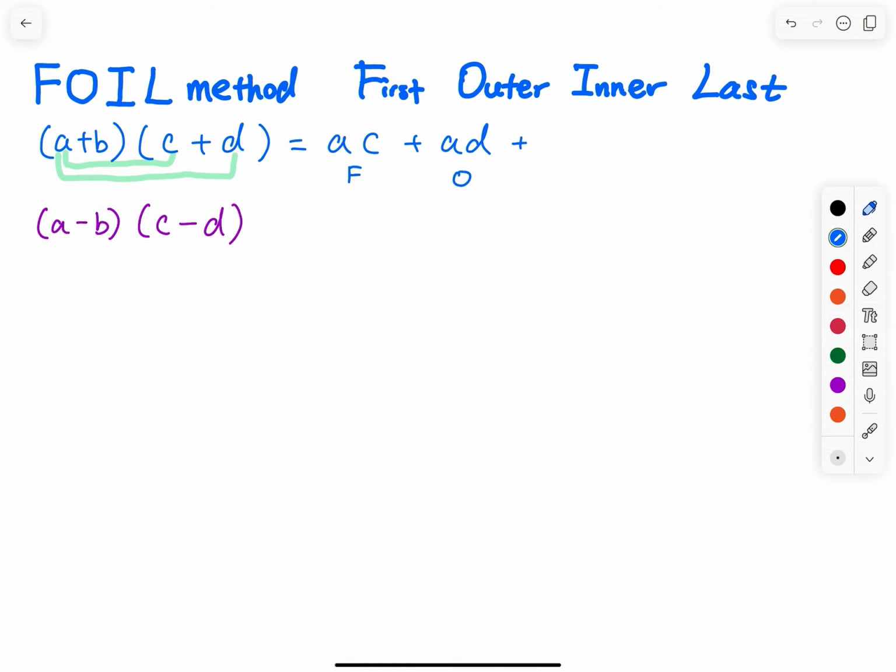And then inner will be the two letters inside. So this will be inner, B times C. And then plus, the last one is last, okay? And then B times D. So FOIL: first, outer, inner, last.